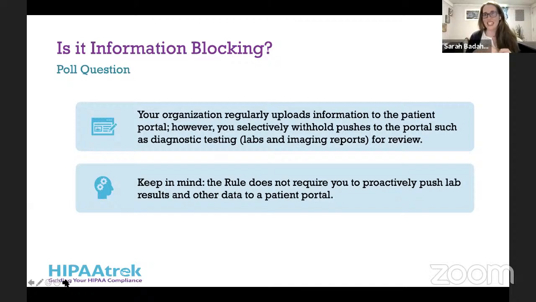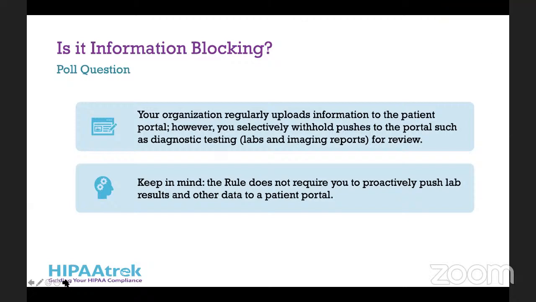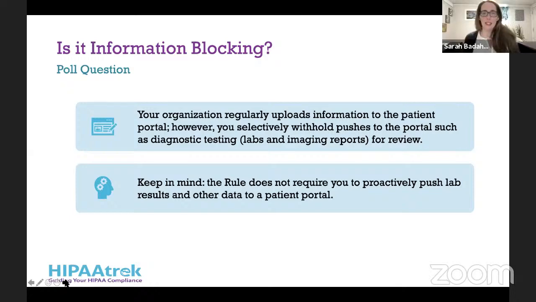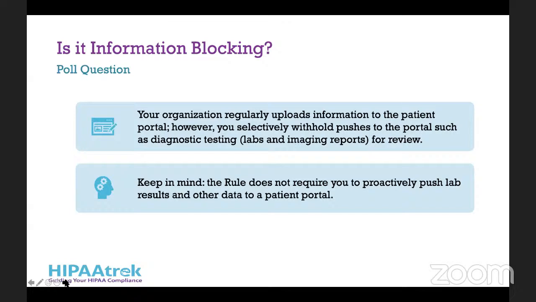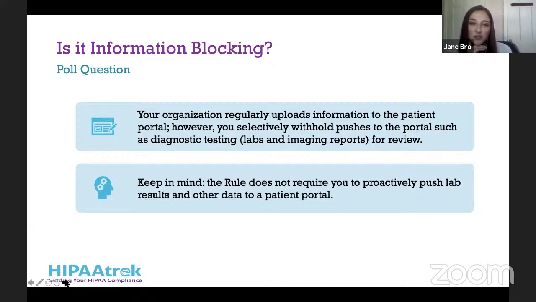Waiting for the answers, and I guess Jane's going to give us the answers. So we've got about 50% who have voted so far. Okay. Let's see, it's slowing down, so I'm going to close the poll. We've got, oh, go ahead, Jane. 27% yes, 41% no, and 32% it depends.